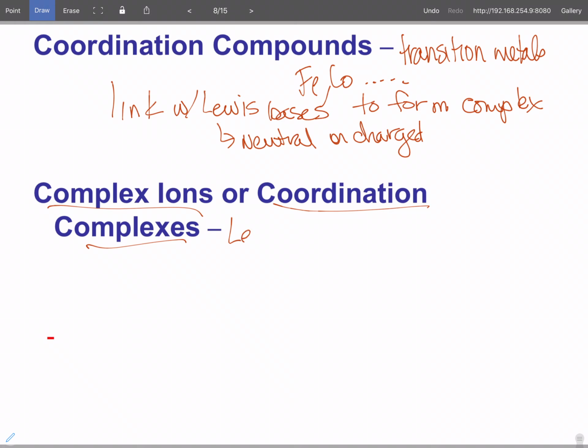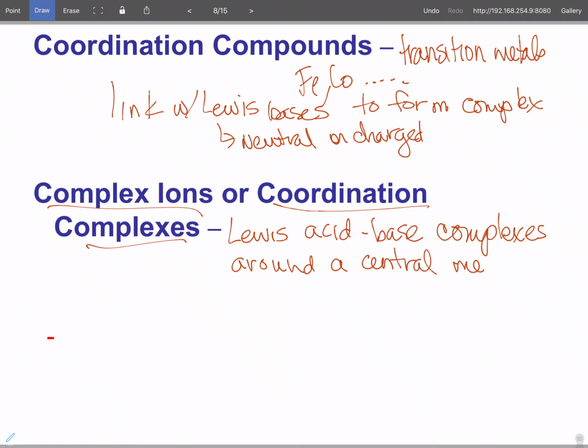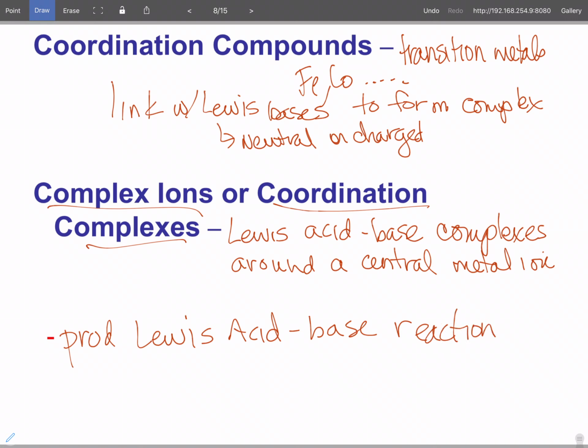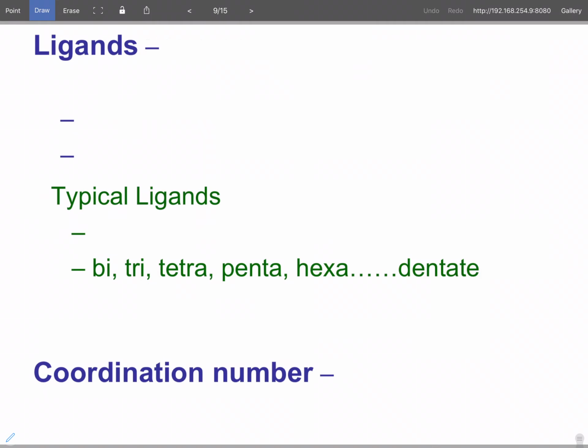And so basically they're Lewis acid base complexes. And they are formed around a central metal ion. Okay, so it's basically the product of a Lewis acid-base reaction. Okay, now these are interesting to look at. Some of them are really cool in terms of colors, etc. And that brings us to a couple other terminologies used associated with coordination complexes or compounds. And the first ones are ligands. Okay, these are molecules or ions that bind to the metals.